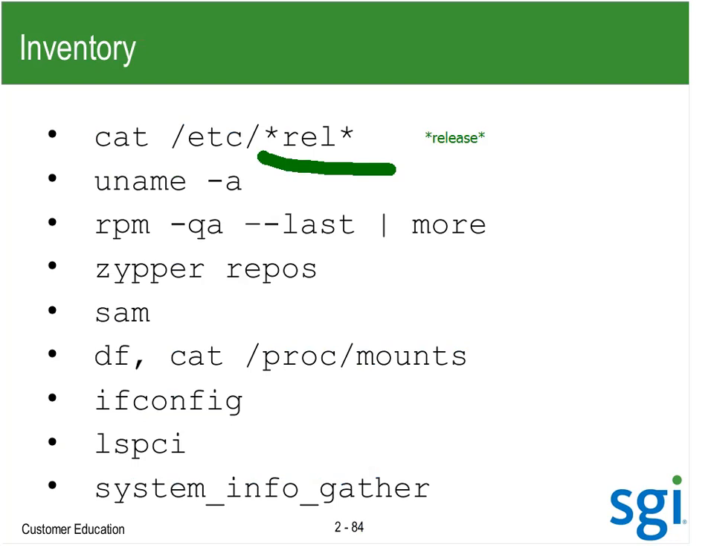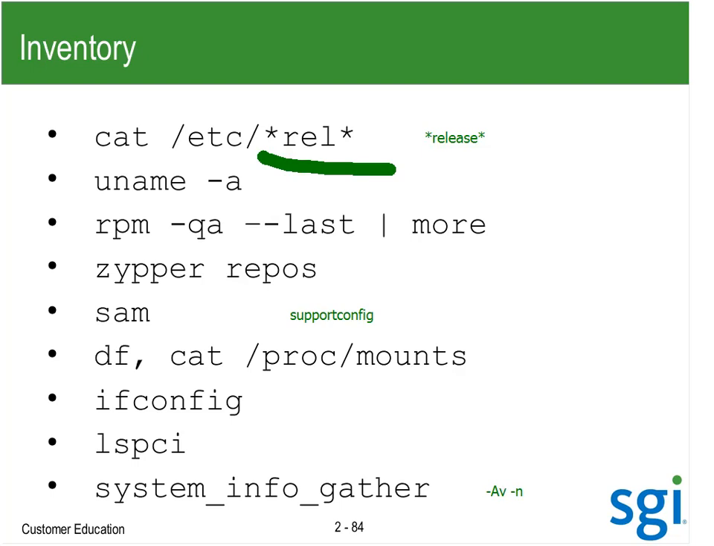uname -a to check my kernel. We're going to upgrade kernels in the next day. rpm -qa, zypper. There's a support analysis module from SLES. df. By the way, there's also a command called supportconfig from SLES as well. I might do a df, ifconfig, lspci, and the main one for SGI that will run all these commands is sysinfo-gather, and I would do a -a and probably -v and then a -n, and then that will save my inventory off.